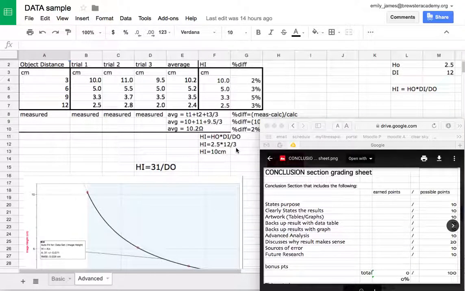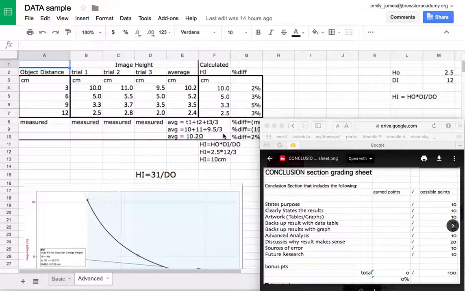I'm going to do this video to just walk you through how to write a conclusion. I'm going to have a sample screencast conclusion and also a sample written conclusion on the Moodle for the same lab data just so that you can see the application. So let's get started. In this lab, I'm analyzing how the height of the image in a pinhole camera is affected by the object distance.